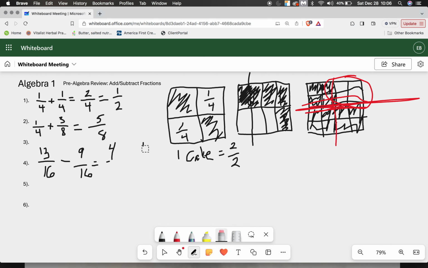Alright, and then if you're going to subtract a fraction, just remember that you always have to make sure that the denominators are the same. If they're not the same, we have to go through the same process that we went through with 1/4 and 3/8 in order to make the denominators the same, so that the same size pieces can be added or subtracted together.